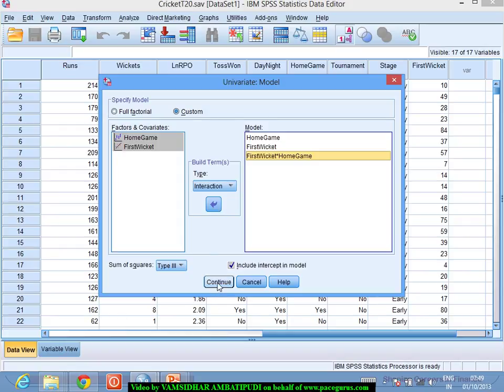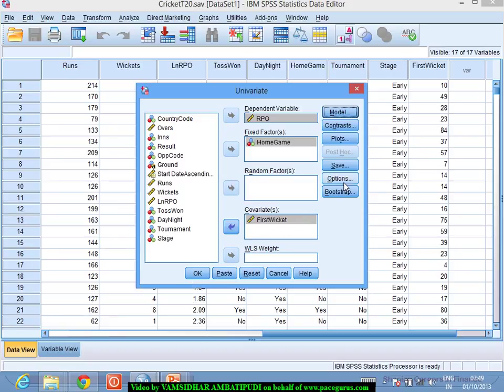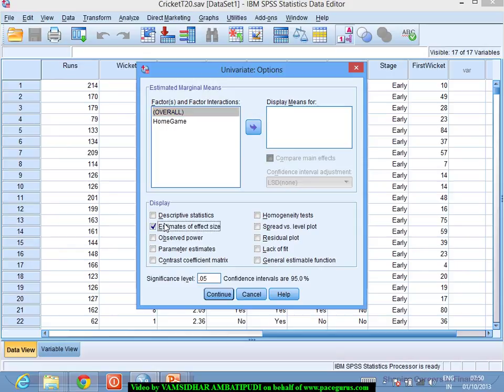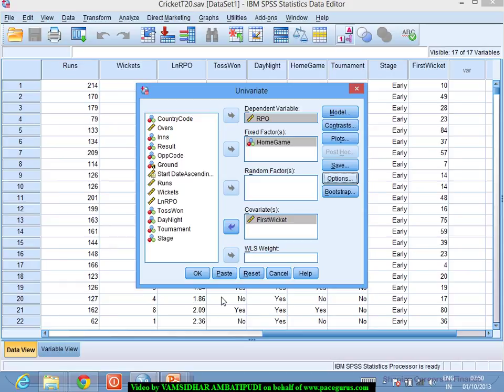Once I do this, I want to quickly check whether the interaction is having any kind of effect or not. For that, I'll go to Options and select the estimate of effect size. If that effect is large, then I'll continue with it. Otherwise, I can remove the interaction and go ahead with only the main effects, to see how each of these independent variables is having any kind of influence on the runs per over.